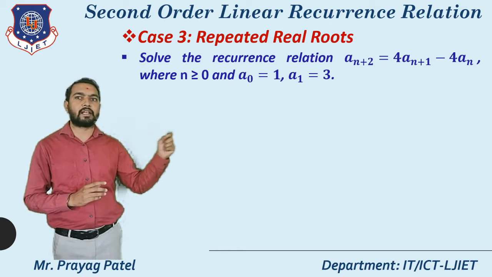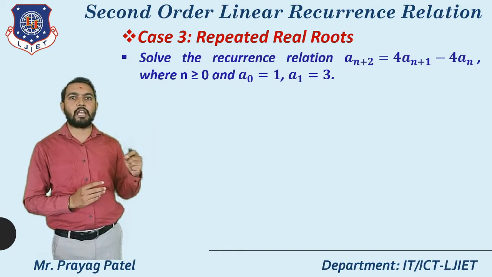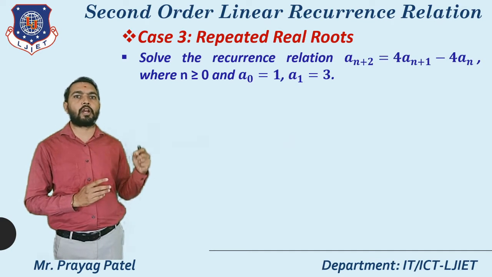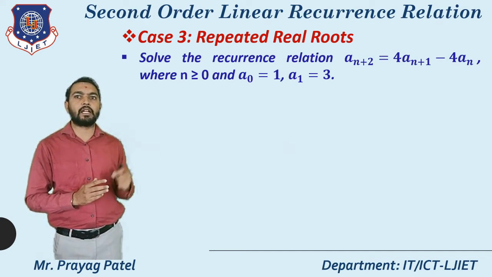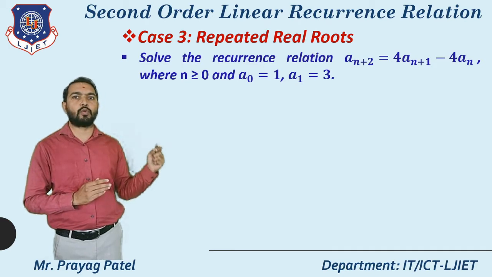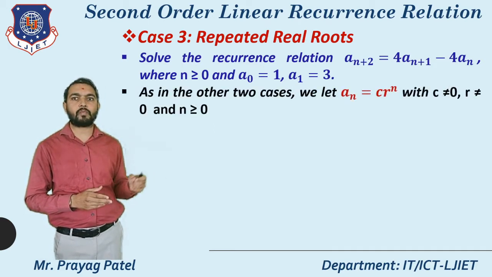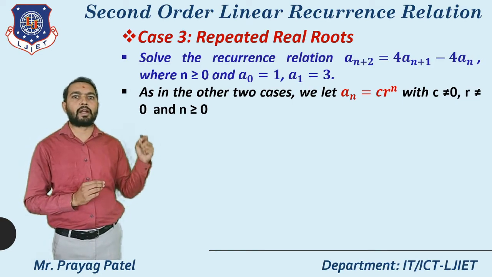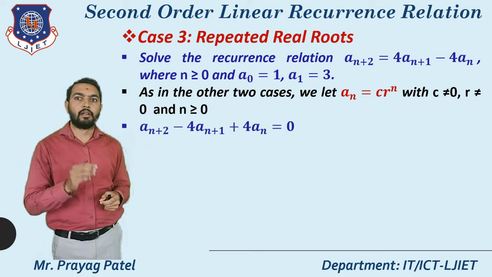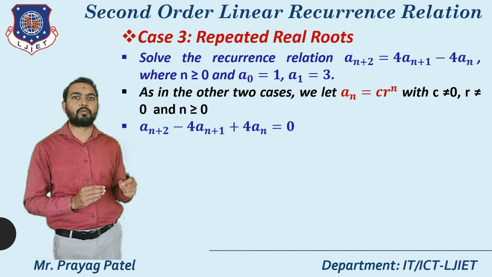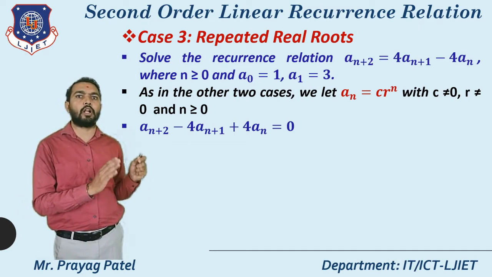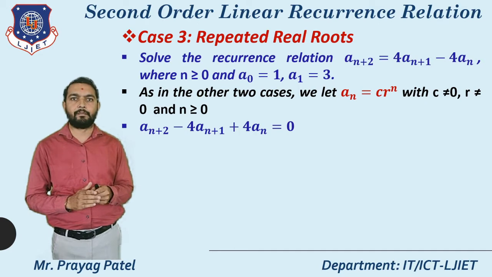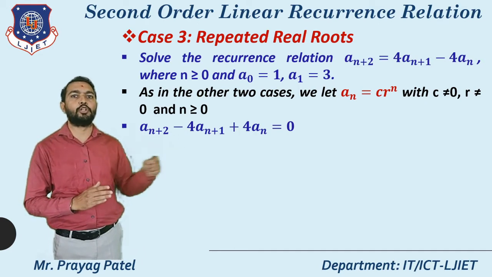Now let's understand using an example. Solve the recurrence relation a of n plus 2 equal to 4 a of n plus 1 minus 4 a of n, where n is greater than or equal to 0, and a0 equal to 1 and a1 equal to 3. For that, our relation is a of n equal to c into r raised to n. Now transfer all the terms from the right side to the left side, so the right side becomes 0.